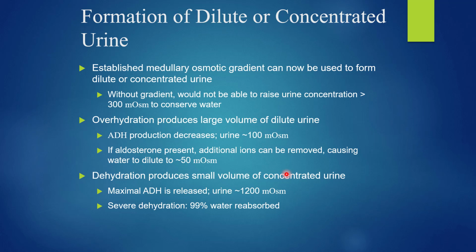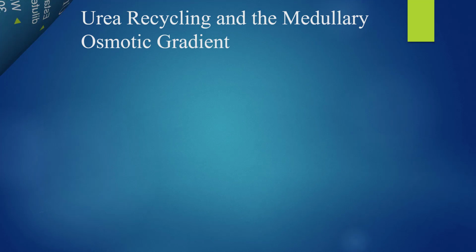Dehydration produces a small volume of concentrated urine. Maximal antidiuretic hormone is released, and here the urine osmolarity goes as high as 1,200 milliosmol. Now, in severe dehydration, 99% of the water is reabsorbed, and therefore there's going to be less quantity of urine, or maybe none at all, only 1%.